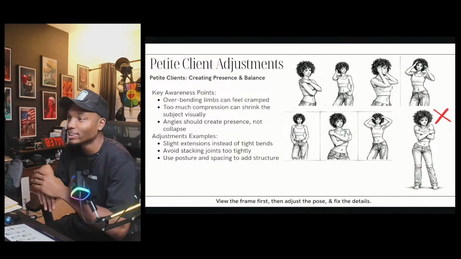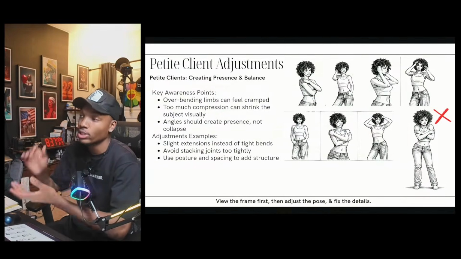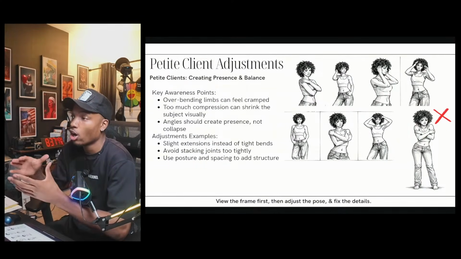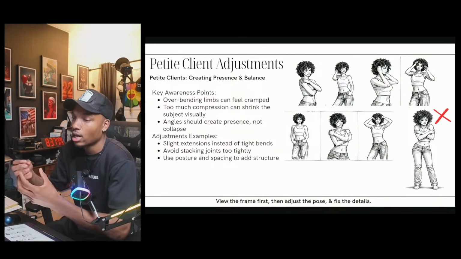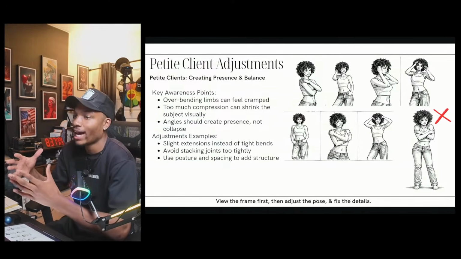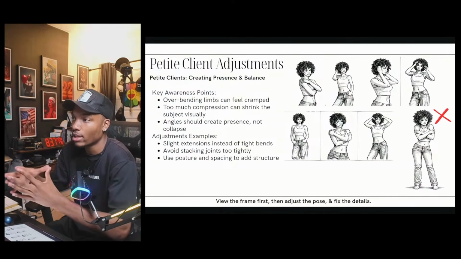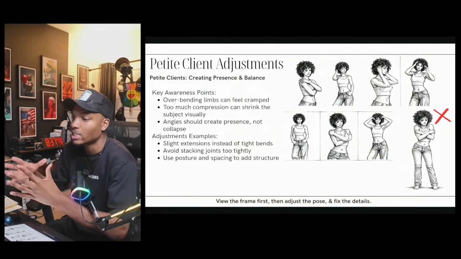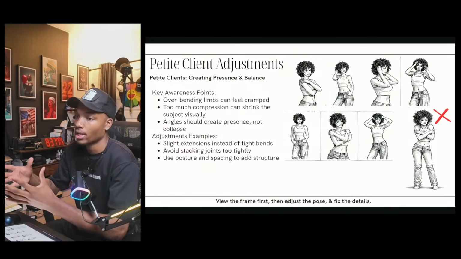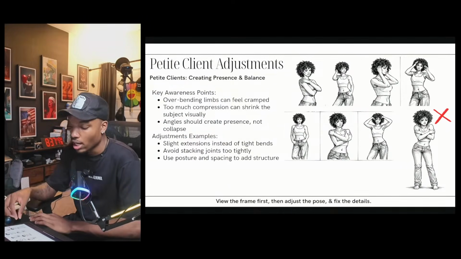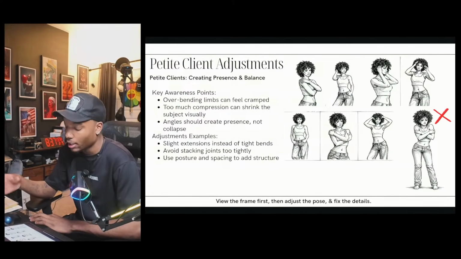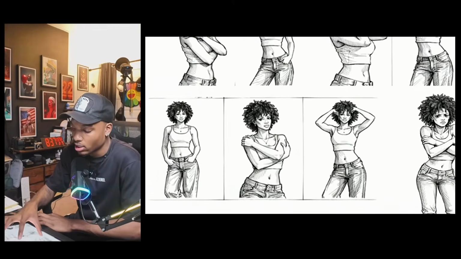LOL. All right. So, some examples of adjustments that you can make when it comes to poses like these are extending the limbs, from having such tight bends. I would say avoid stacking the joints together too tightly, and then also use your posture and spacing to add structure. When I say posture and spacing, that means shoulders and taking up more space, right? Being a lot more open rather than so closed. So you guys can see some closed in here that some look good, and then some look kind of questionable. So you guys can see the differences between the different images.